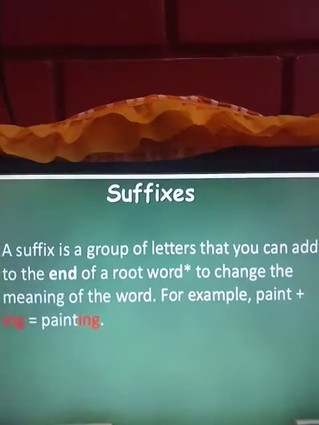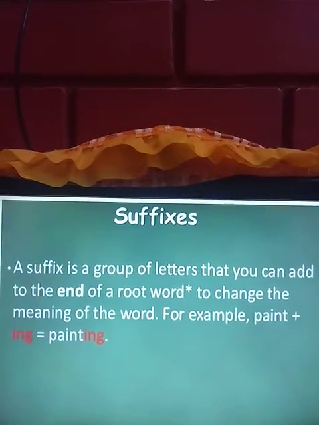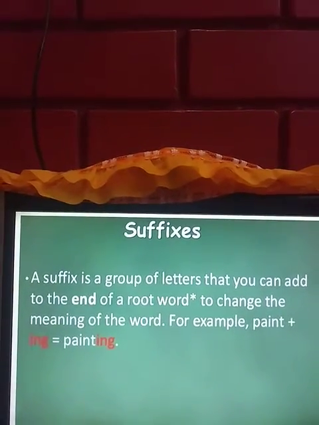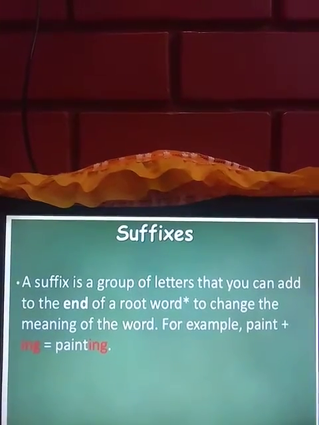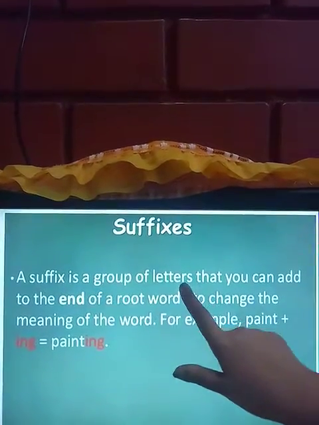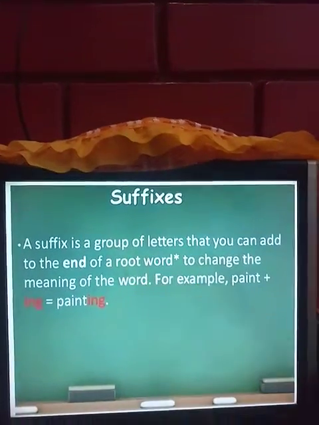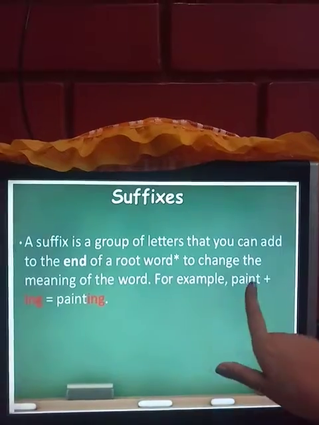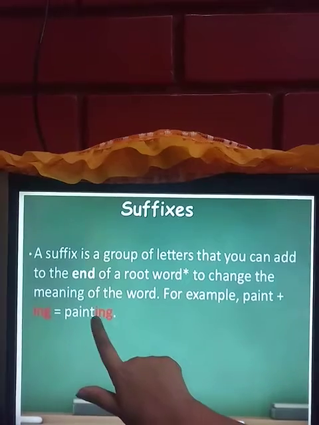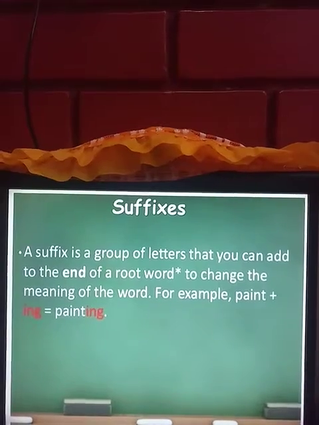A suffix is a group of letters that you can add to the end of the root word to change the meaning of the root word. For example, paint plus ing turns painting. So suffix is a group of letters that you add to the end of the root word. So what is the root word here? Paint. Paint plus ing. We are adding the letters to the end. When you add it to the end of the root word, it turns suffix.